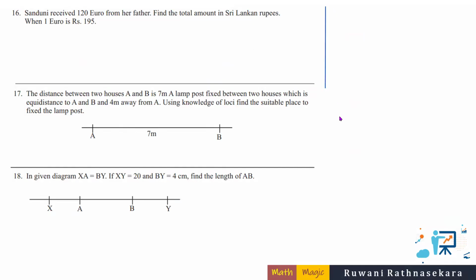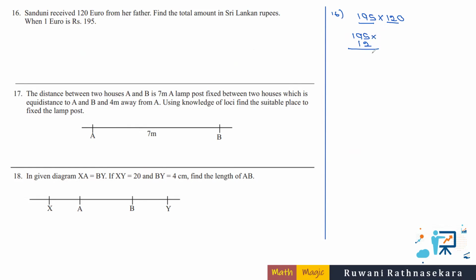Sandhuni received 120 euro from her father, who's abroad. You have to convert this amount into Sri Lankan rupees when 1 euro is 195 rupees. Since 1 euro is 195 rupees, as she receives 120 euros, you have to multiply 195 by 120. The easiest way to multiply this is to disregard this 0 and multiply 195 by 12. Later you can add the 0.